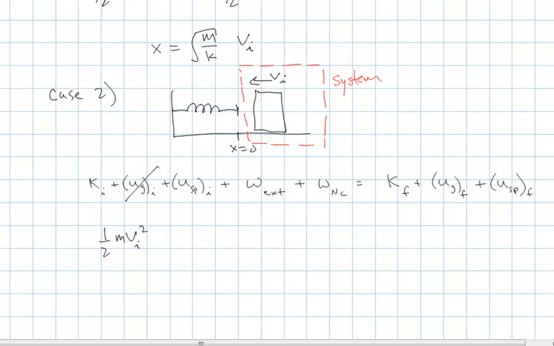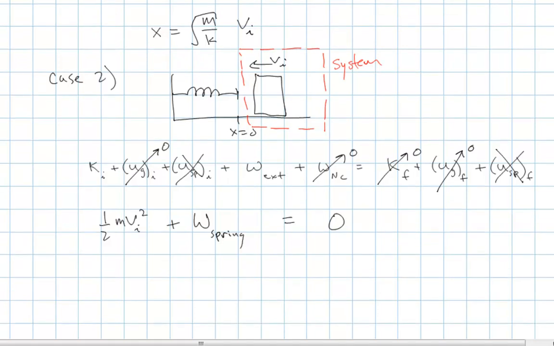Gravitational potential energy, I'm going to say it's 0 at the beginning, and at the end it's at the same height, so it's 0 at the end. I do not have a spring in my system, so I'm going to drop the spring potential energy terms. But I have an external force, something reaching into my system, doing work on it. It's the spring. So I've got here plus the work done by the spring. And there's no friction. Is my block moving at the end? No, it's not. So those have to add to 0.